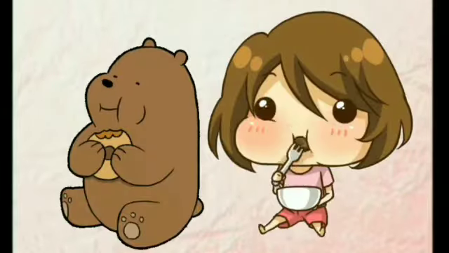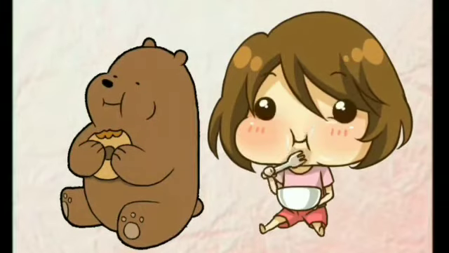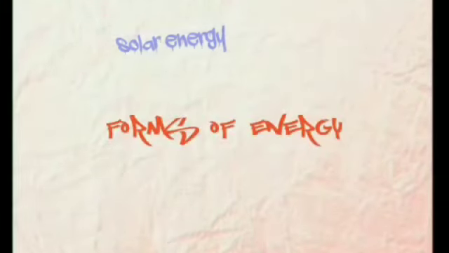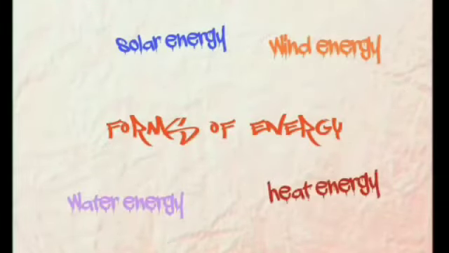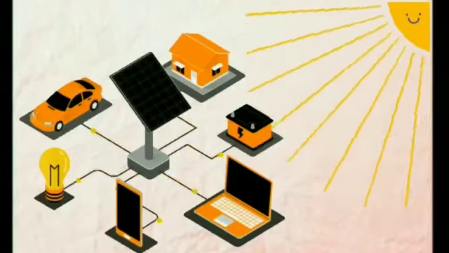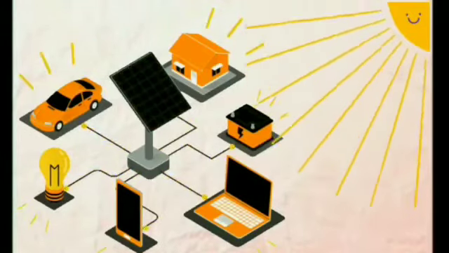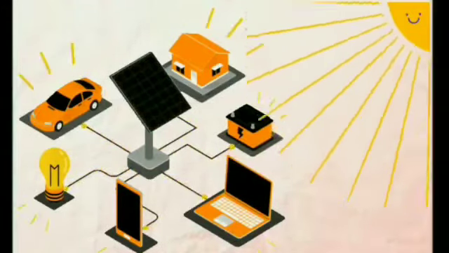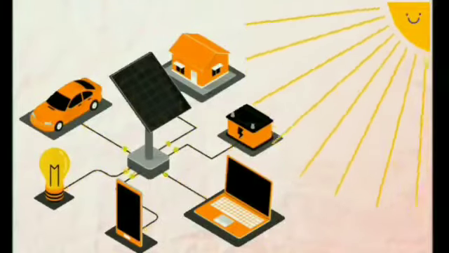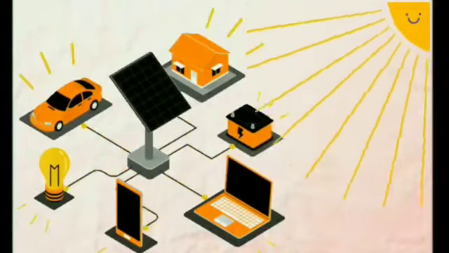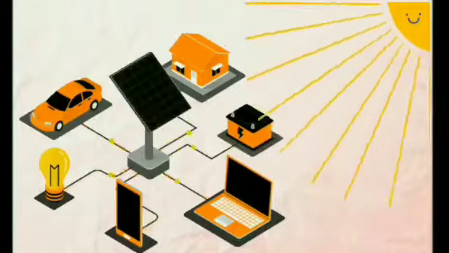We get energy from the food we eat. There are different forms of energy. Let's discuss them. Number 1. Solar energy. Sun is the main source of energy on the earth. The energy of the sun is called solar energy.